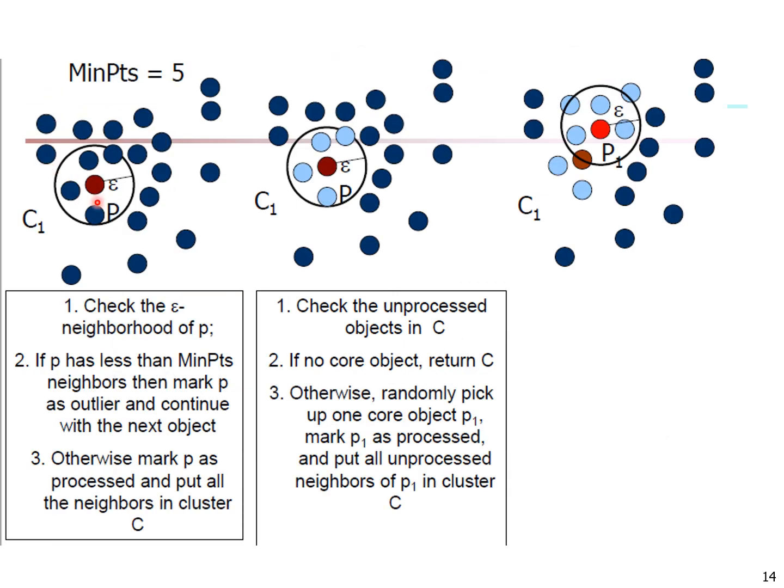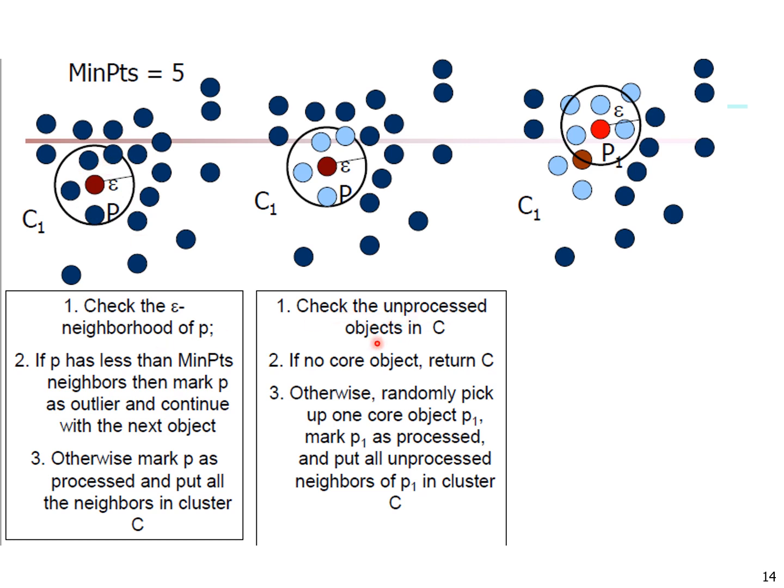So this is the first step. Check epsilon neighborhood of P. So this is P, and we will draw the epsilon, and the minimum points is 5. So here 1, 2, 3, 4, 5. Okay, satisfied. If P has less than minimum points in its neighborhood, then mark P as outlier and continue with the next object. Otherwise, mark P as processed and put all the neighbors in cluster C. So P in this case is actually satisfying the condition of minimum points as 5. Then we identify this as the first cluster, C1.